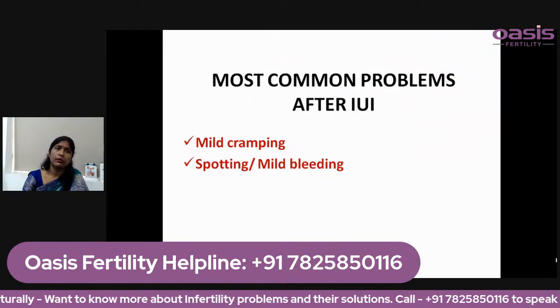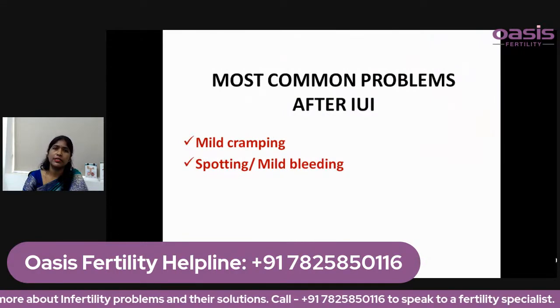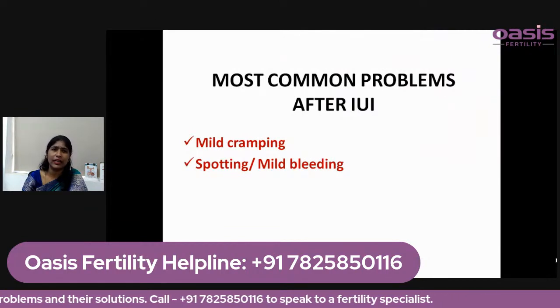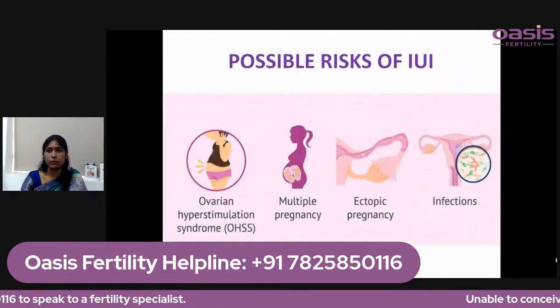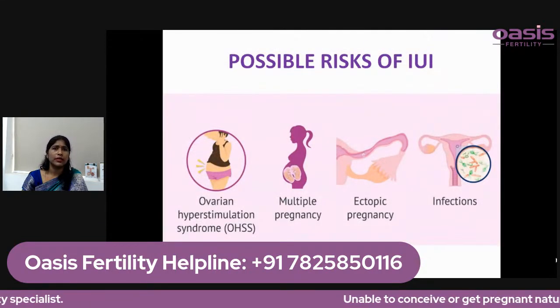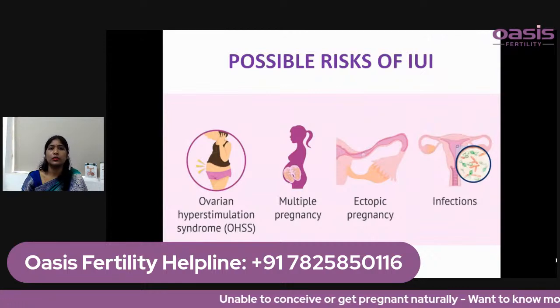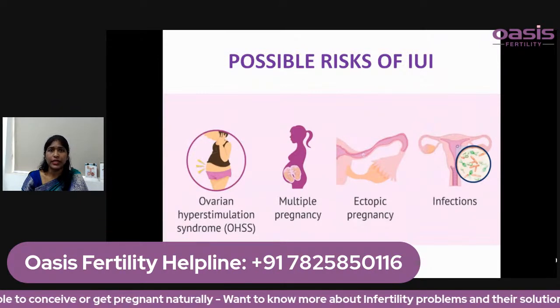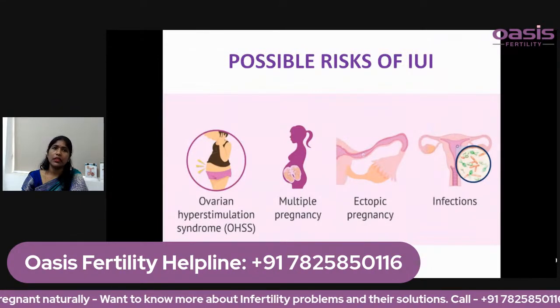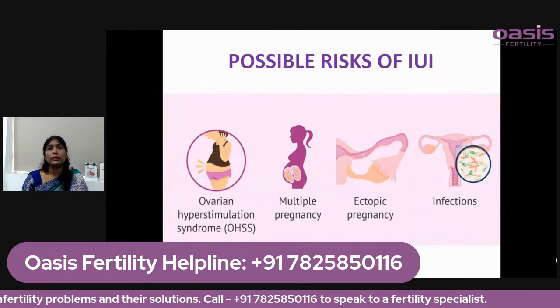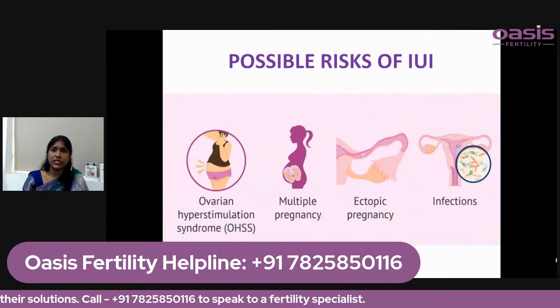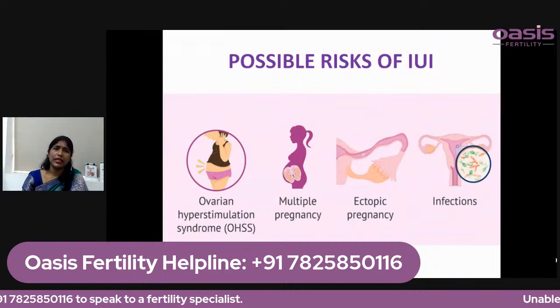So the most common problem which we are seeing is some mild cramping or some spotting or some mild bleeding, which subsides in a day or two. And generally, women do not require any kind of medications for these kinds of problems. Yes, there can be some possible risks which can be of concern after an IUI. For example, one is OHSS, the full form of which is ovarian hyperstimulation syndrome. But this is very rare, especially with IUI. It is only seen when multiple follicles have developed and you have taken a lot of injections to stimulate your ovaries. It's very uncommon because in IUI we aim for one or two follicles. So this does not happen.